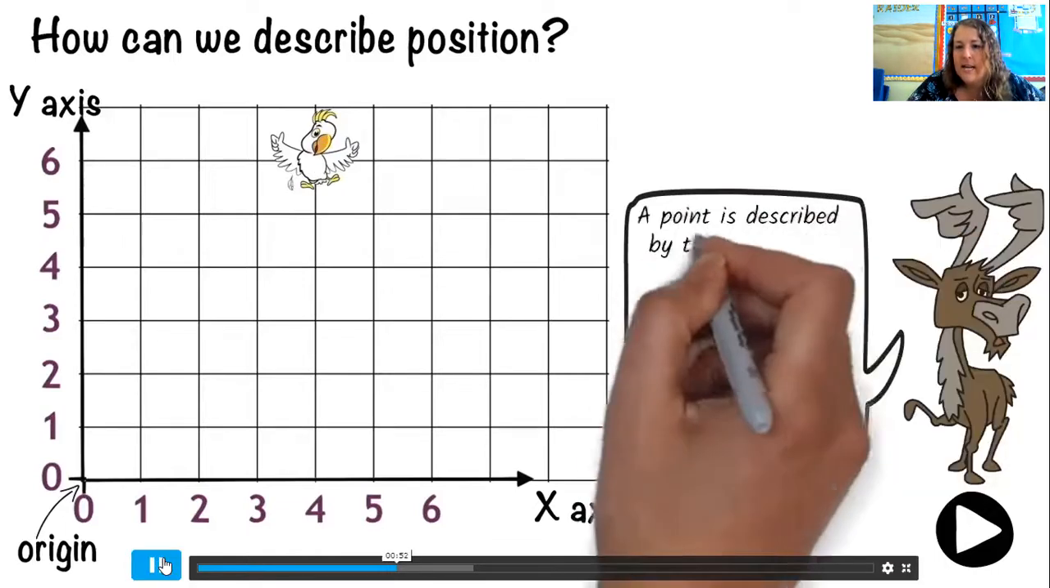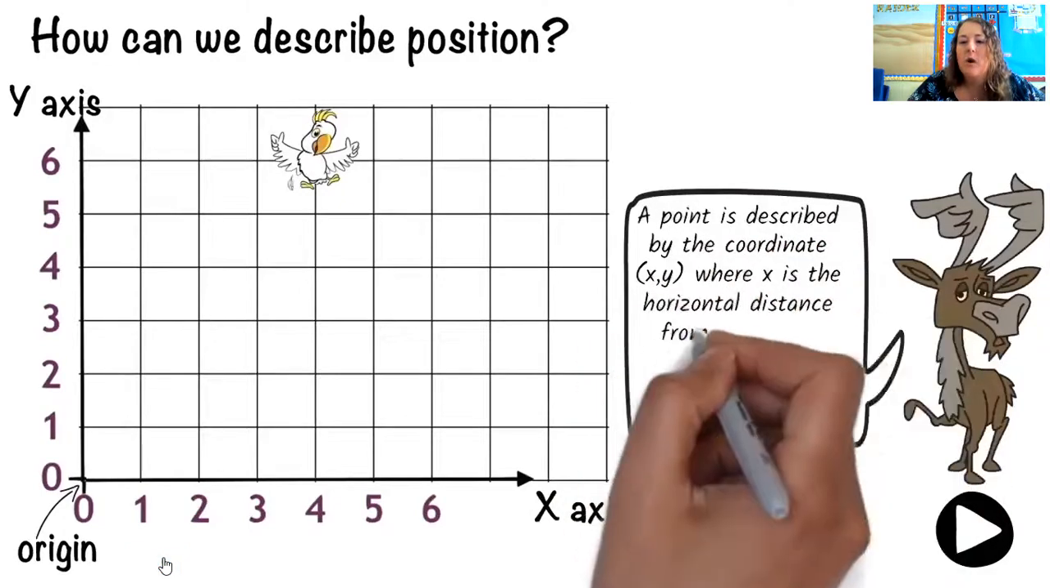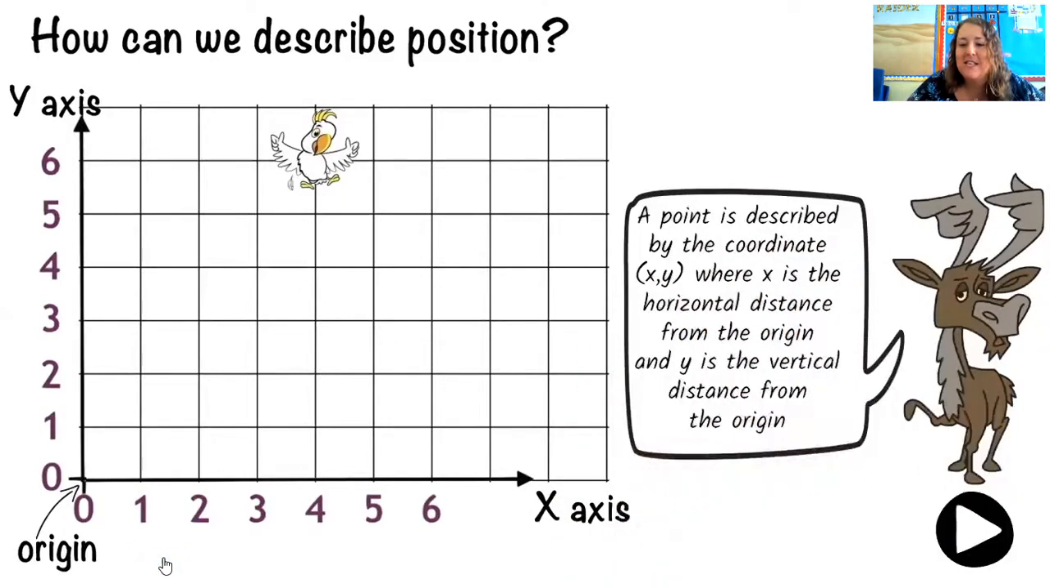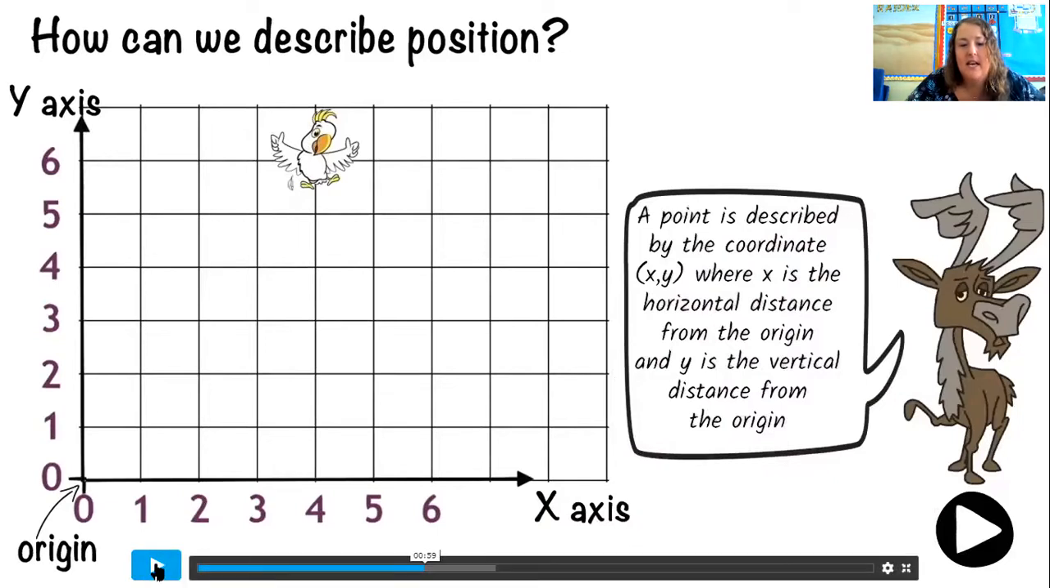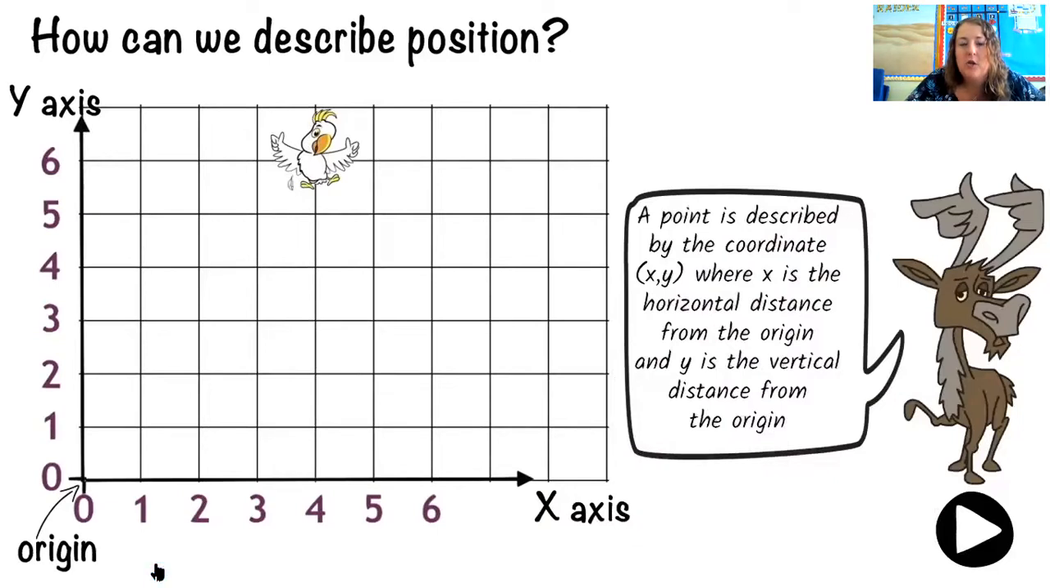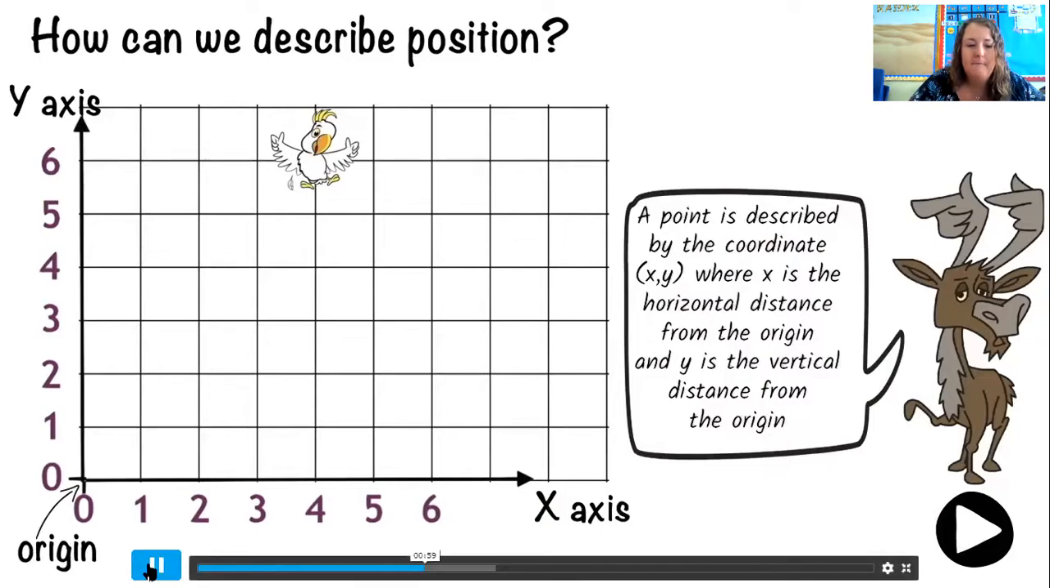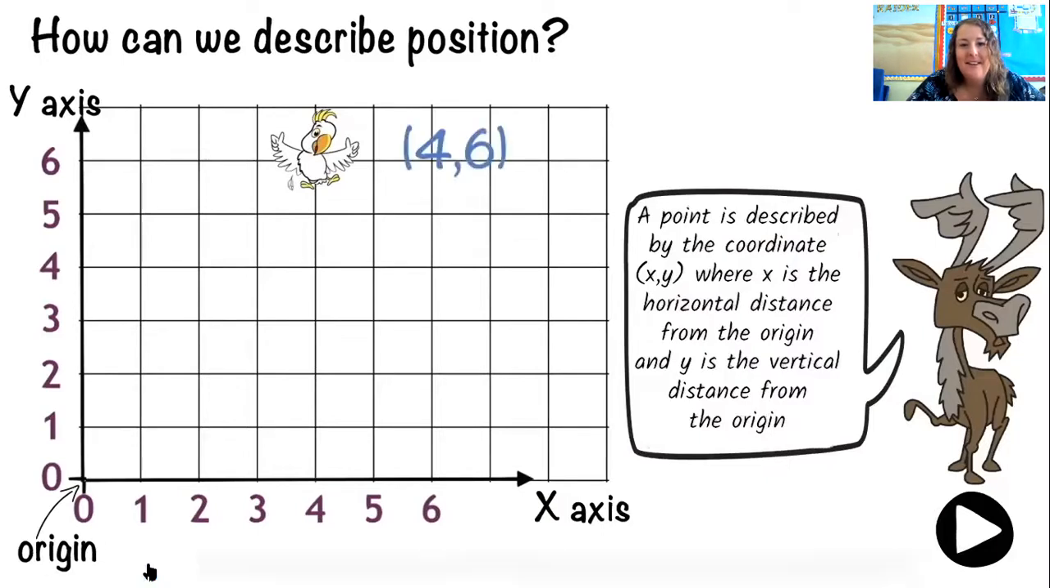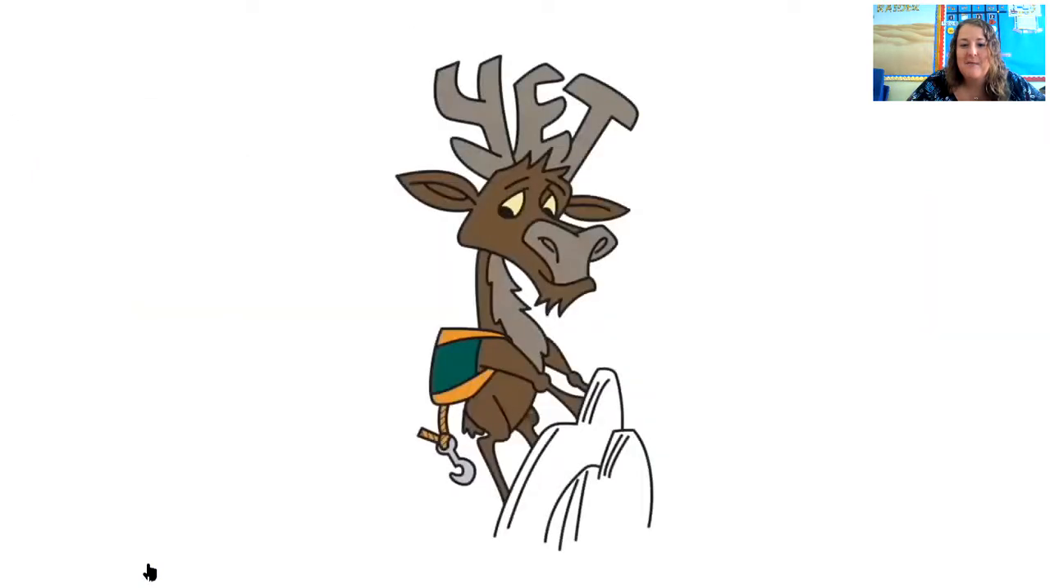Let's see what Colin's having to say. A point is described by the coordinate x, y, where the x is the horizontal distance from the origin and y is the vertical. So I'm going to pause it there. Where is Coco? How would you describe where she is? Hopefully you're telling me you would say that is brackets 4, 6, and then you close your brackets, or (4, 6). There we go. That's another one down there that's plonked on.